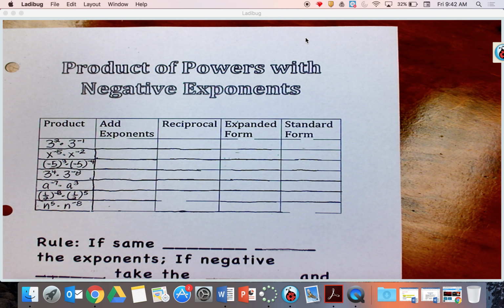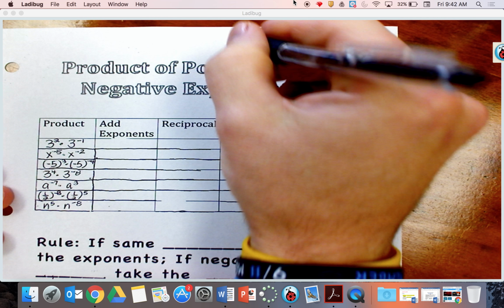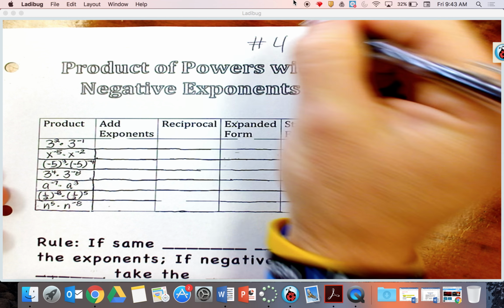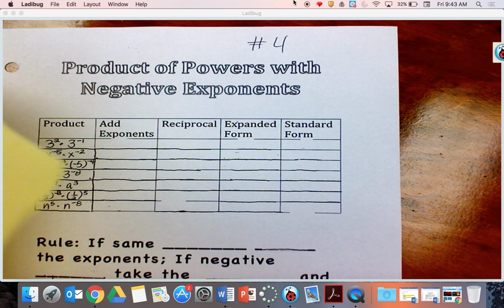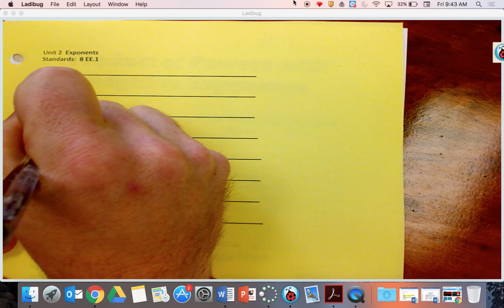Alright guys, we're back with another lesson here. This is what we need to do. Product of powers with negative exponents. This will be our number 4. And what we want to do is on our yellow sheet there, whenever you get a chance, we want to put it on number 4.